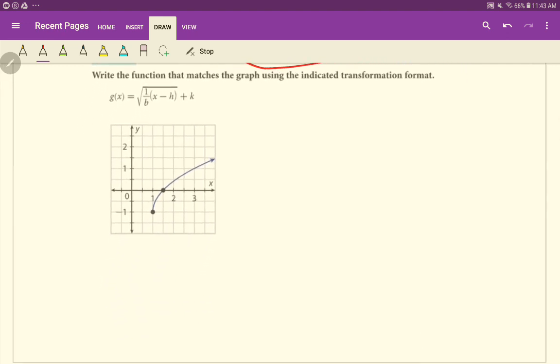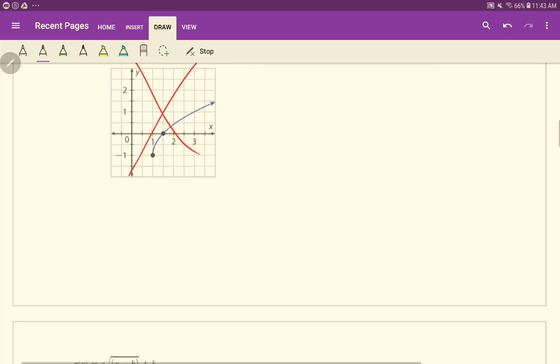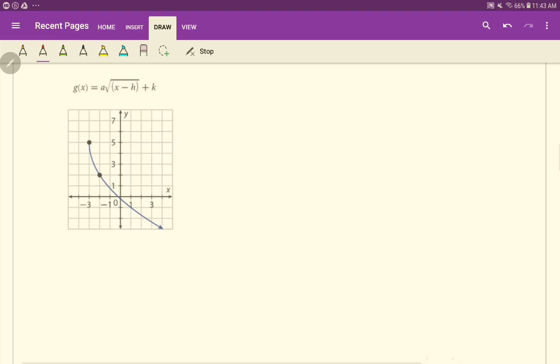Okay, so for this one here, we're not going to use this format. I'm going to skip this one. We'll just skip this one entirely and go down to these two right here. Okay, so here's an interesting one, another one.